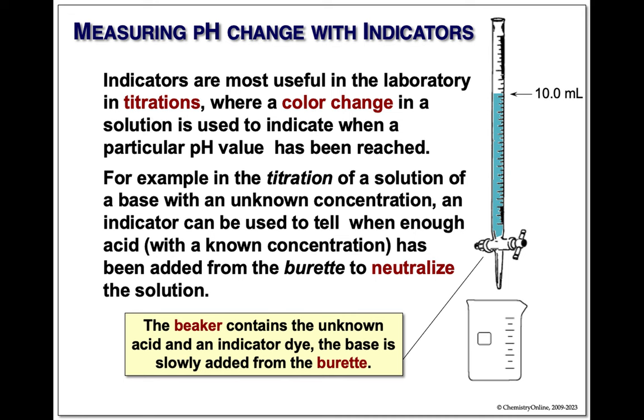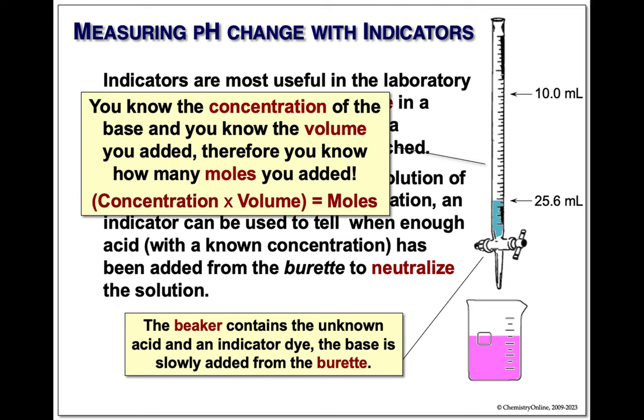So, put a drop of indicator in here. Start the flow. And we stop it when we get a color change. Next, we look and see exactly the level that we stopped it. Now, we still know the concentration of the base here, right? We know the volume is 25 minus 10. If you know concentration and volume, you know the number of moles that you put in here. This is neutral now. This is the same number of moles for our acid.